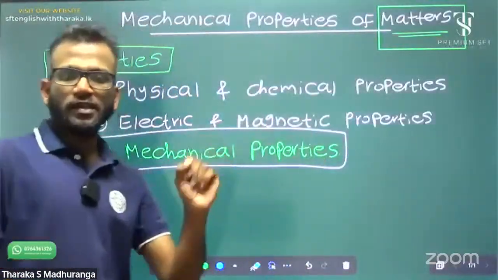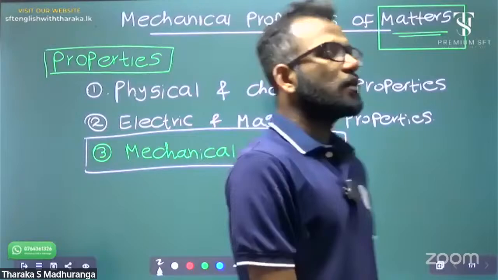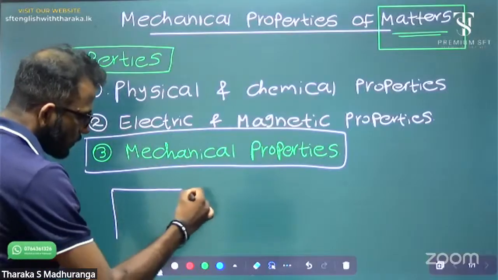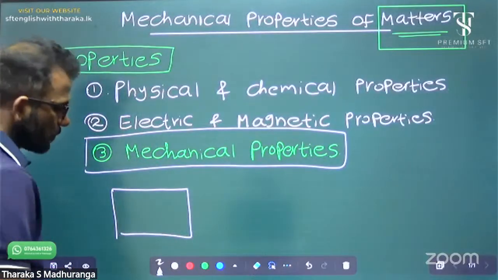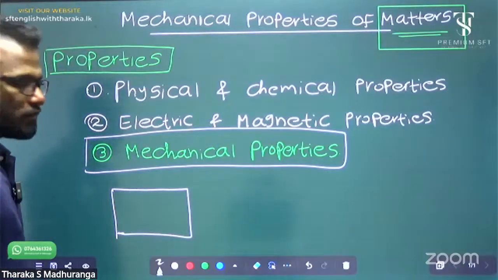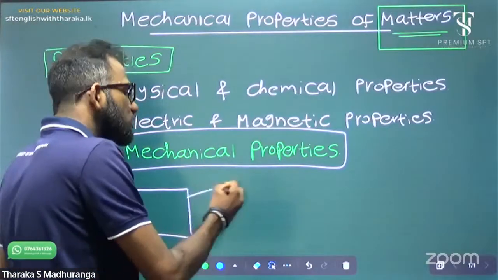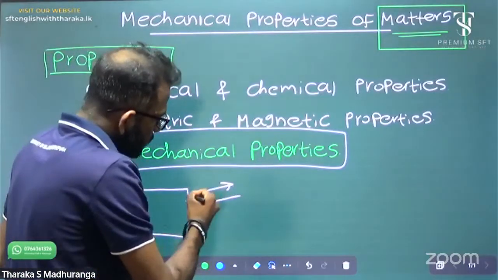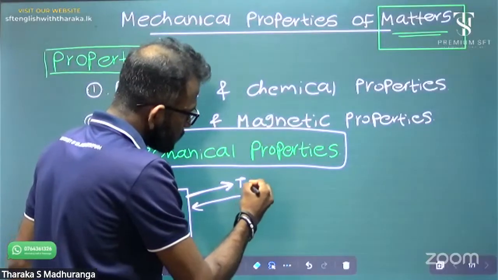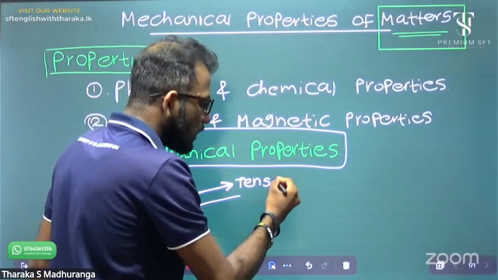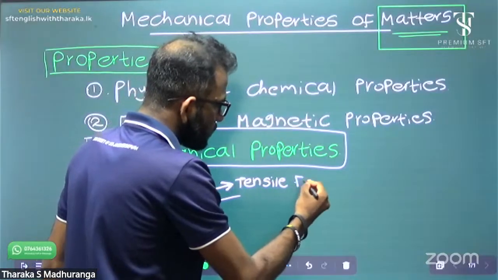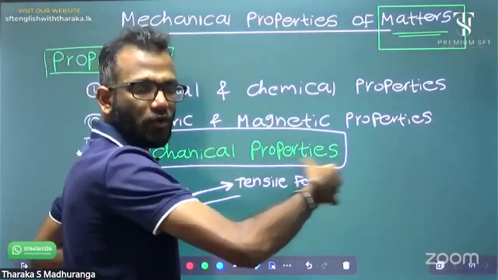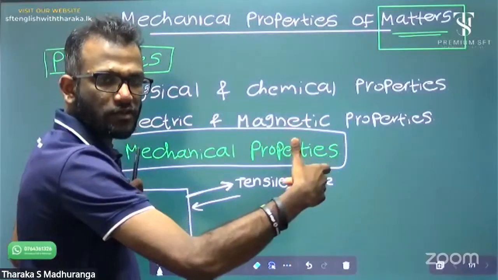Mechanical properties. What's the definition? Remember, the mechanical properties mean, think this is the object. If I apply a tension force or compression force, that we call the tensile force. This tensile force means the length increasing force.